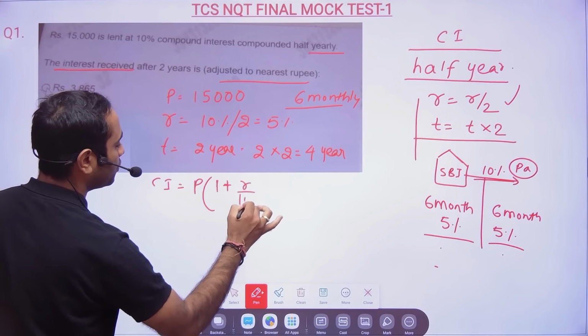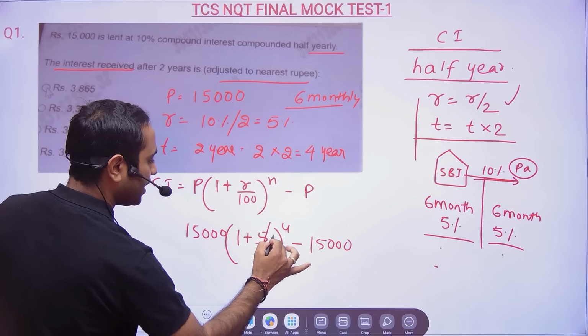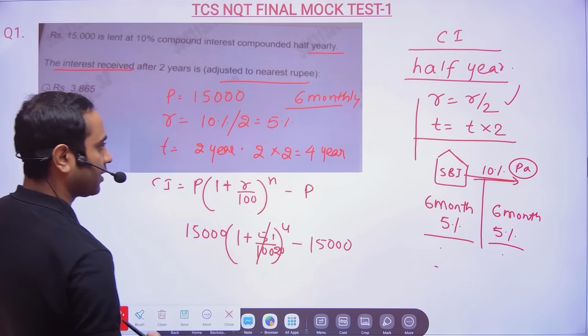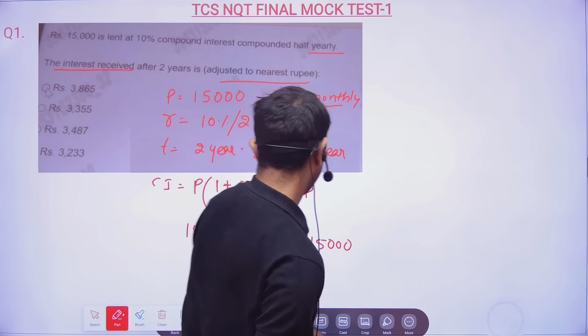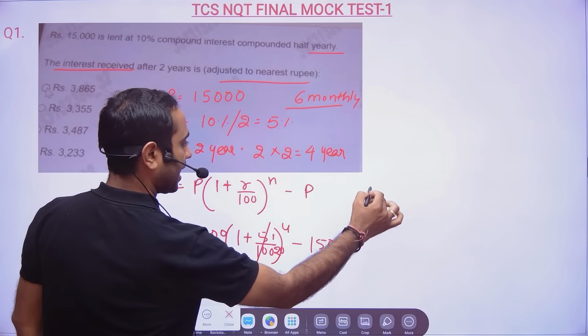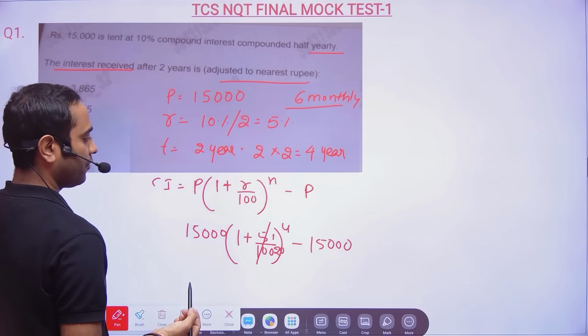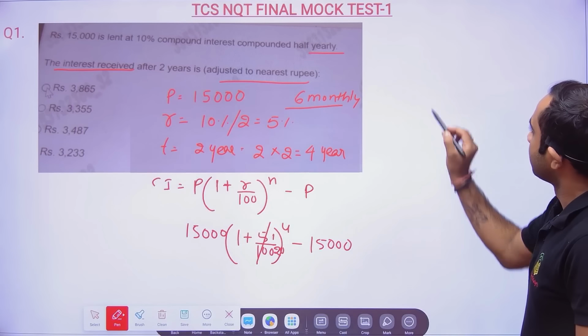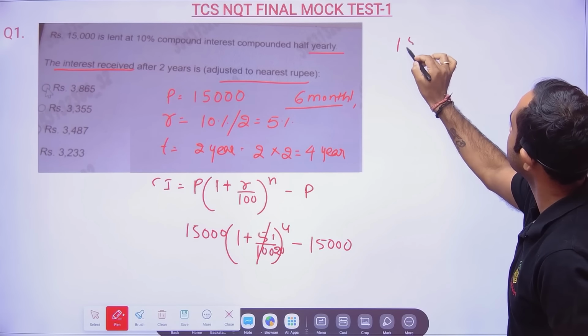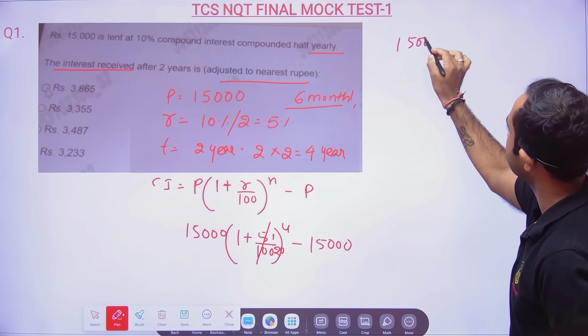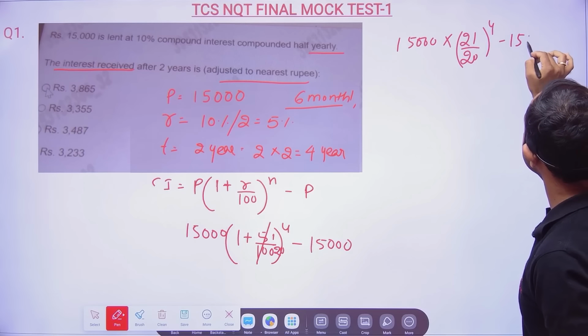5 by 100 to the power n is 4 minus 15,000. So this is 1 by 20, correct? Okay, I will remove this off. Now I can write this, if you are able to see. Let me come this side. So 15,000 into, this is 1 by 20. If you take LCM, 21 by 20 to the power 4 and minus 15,000.